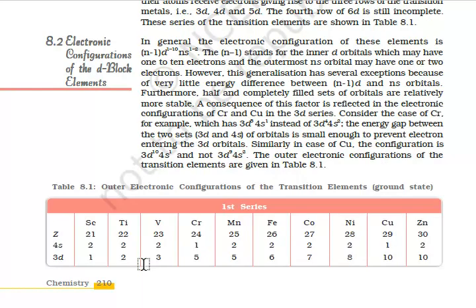Let's move further here and see what are the series present here. So the first series of the d block element is the scandium series. Here we have scandium, titanium, vanadium, chromium, manganese, iron, cobalt, nickel, copper, zinc.